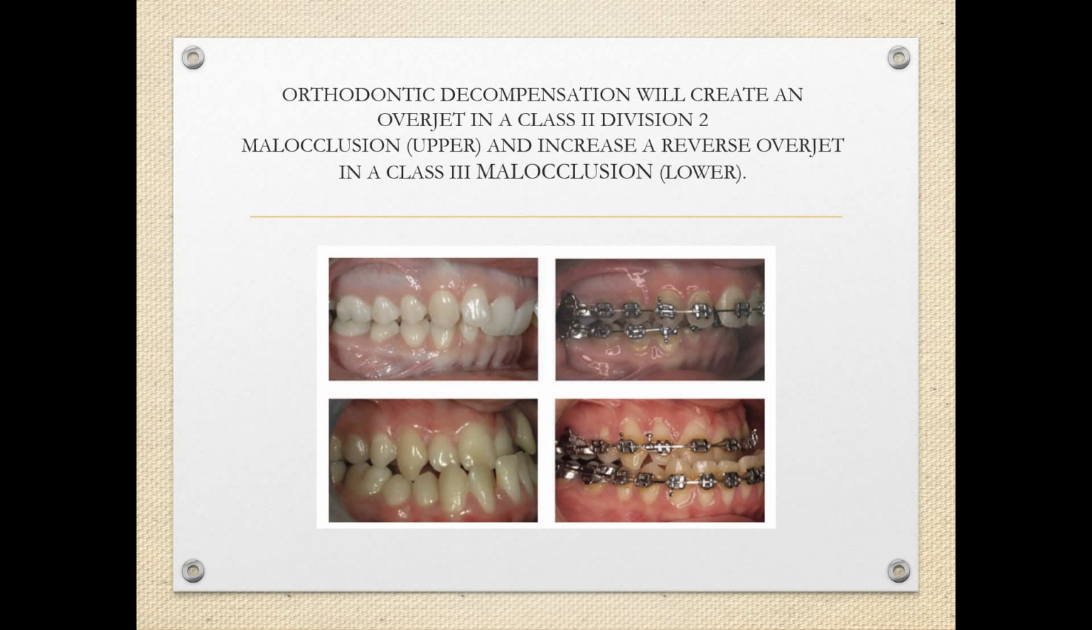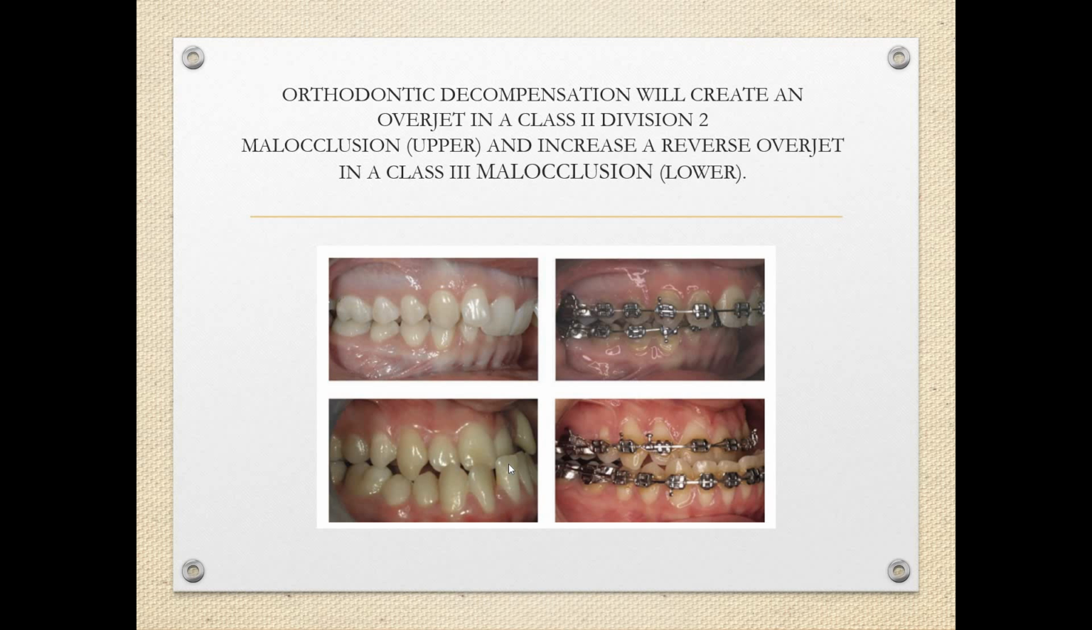Class 2 cases often require maximal forward movement of the mandible, and this is achieved by ensuring an overjet is present, like here. Retroclination of the lower and occasionally some proclination of the upper incisors can be required in class 2 division 1 cases, whilst in class 2 division 2 cases a significant amount of upper incisor proclination is usually required.